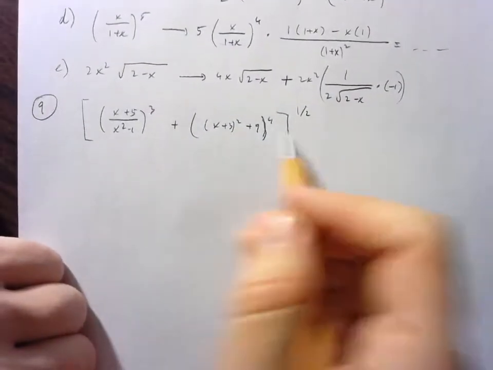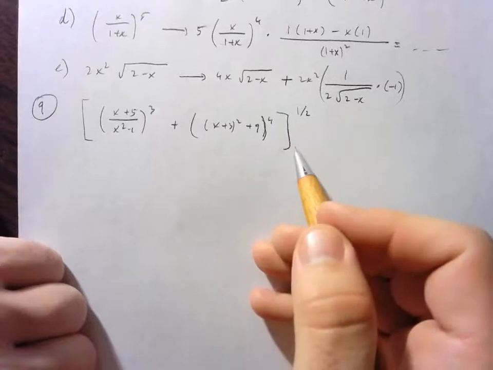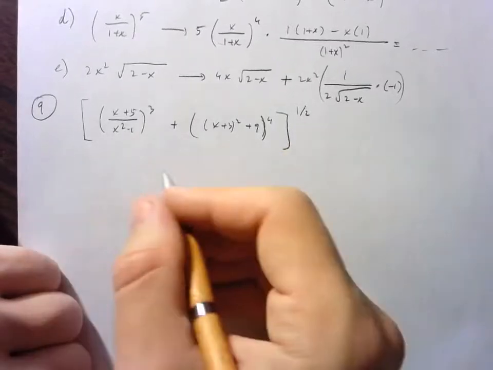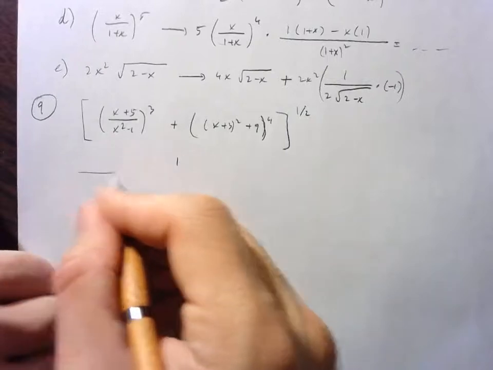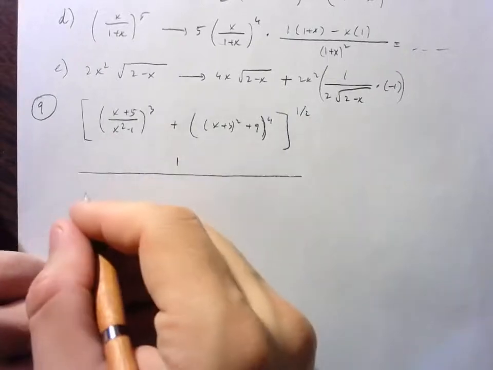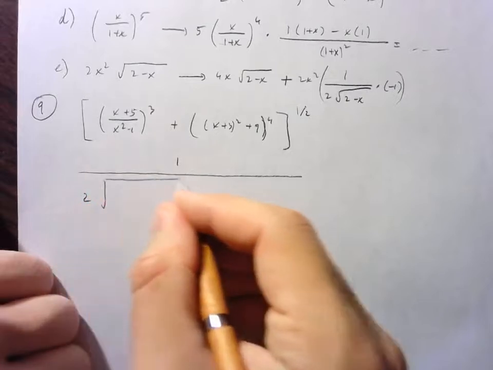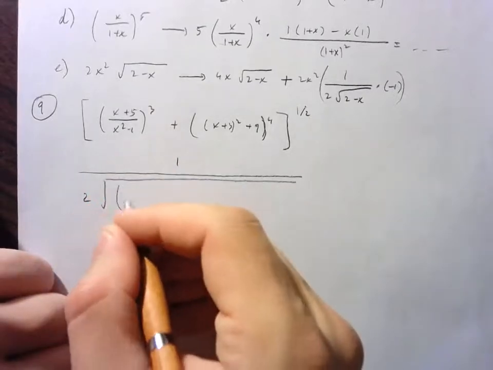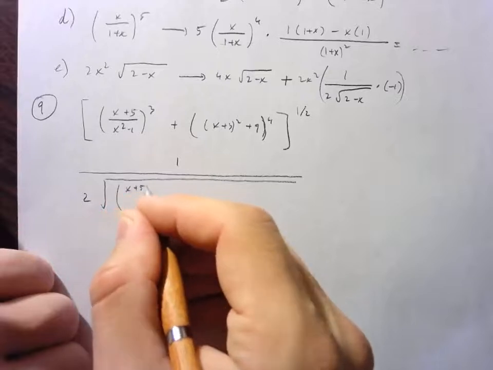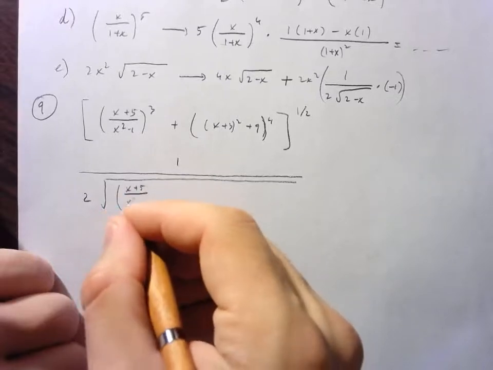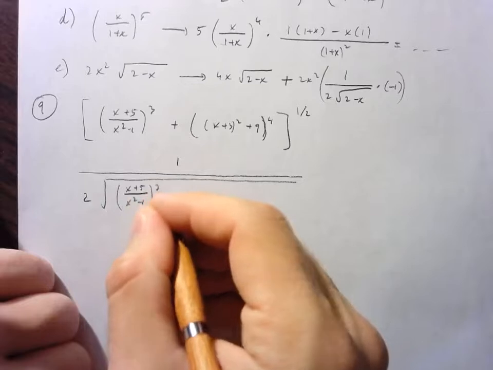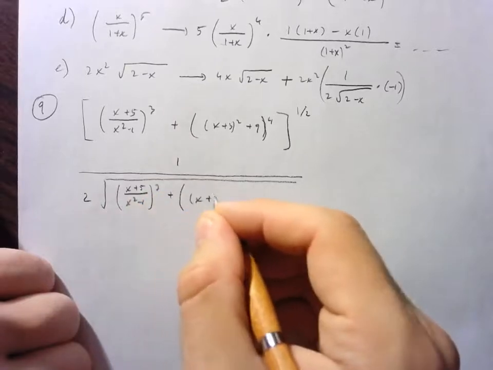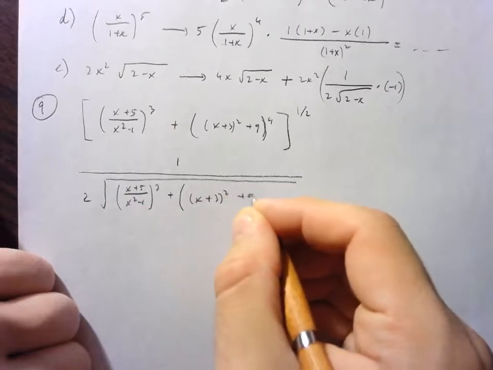Okay, whenever I'm looking at something like this, of course I need to identify the outermost function. That's the raising something to the power 1/2, and the derivative of anything like that, anything that has a square root, looks like 1 over twice the square root. Inside, I copied the original inside, so I have x plus 5 over x squared minus 1 cubed plus this part, so I have x plus 3 quantity squared plus 9.